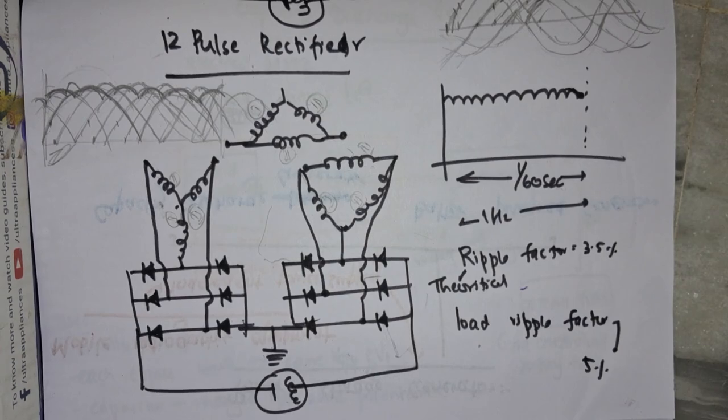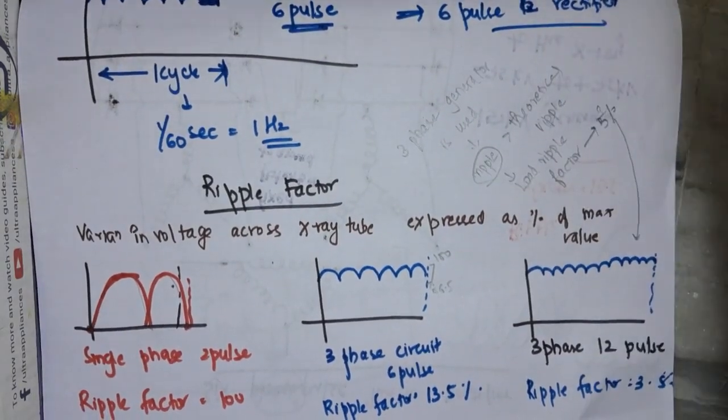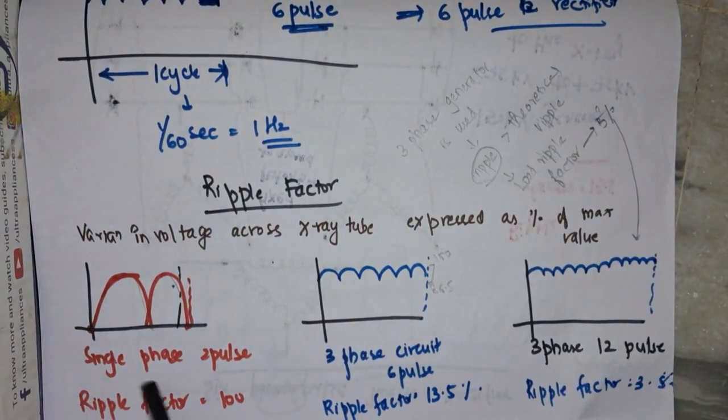In a single phase system, which we have seen previously, we have 100% ripple factor. Now with 3 phase generators, an almost constant potential is seen. So that means these 3 phase circuits, either 6 pulse circuits or 12 pulse circuits, produce almost the most efficient X-rays throughout the exposure. That is the major advantage.